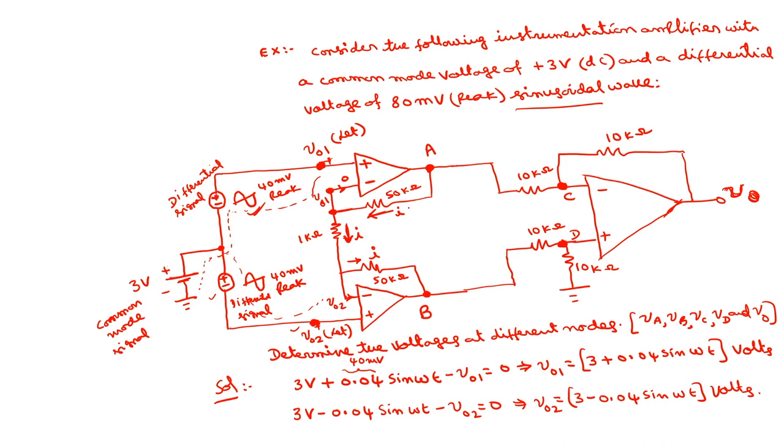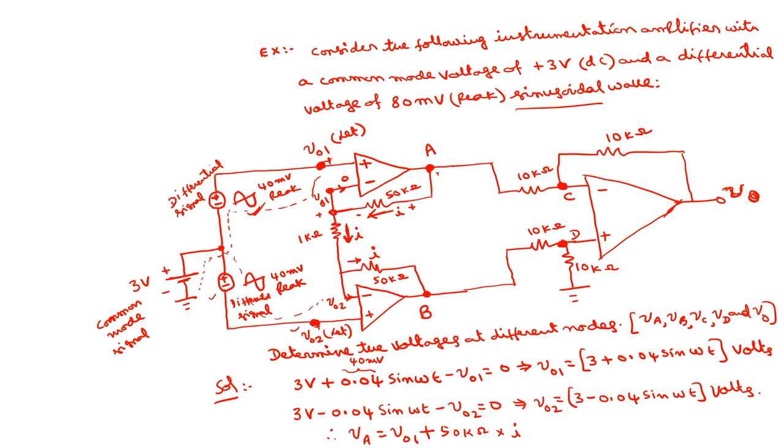This current direction is plus to minus. This V01 is plus with respect to the ground, which is minus. So we are going from minus to plus V01, minus to plus, then this I into 50k, which is plus to minus. So what is VA? VA is equal to V01 plus 50 kilo ohms times current I. But what is I?